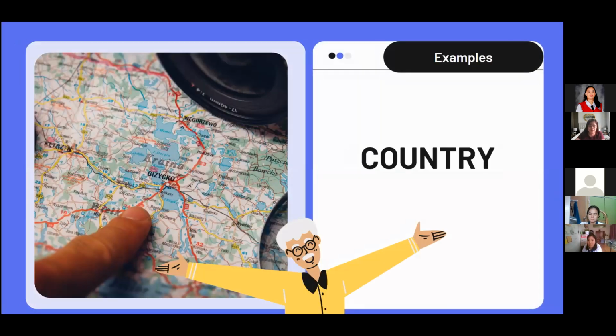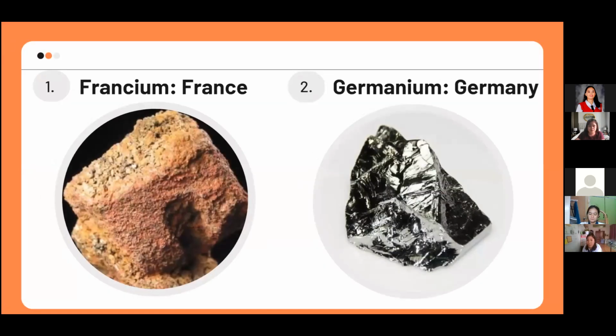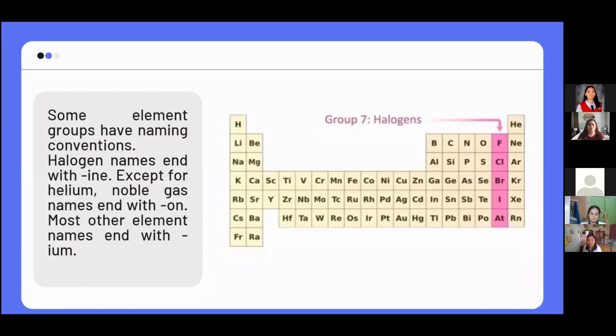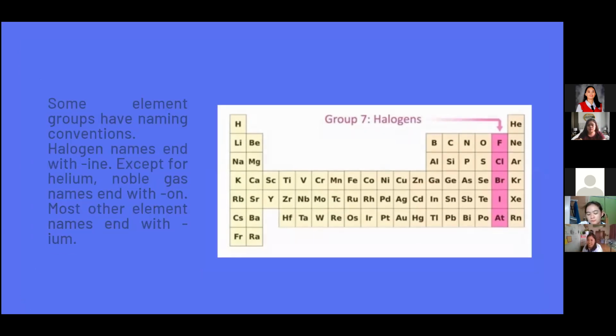So elements naman na named after countries, we have francium after the country France, and germanium, which is based on the Latin name of Germany, which is Germania. So that's it for the examples of elements na named after mythological references, country, or scientist. So next slide. Okay, skip na to kasi ma-report ko siya sa next slide.